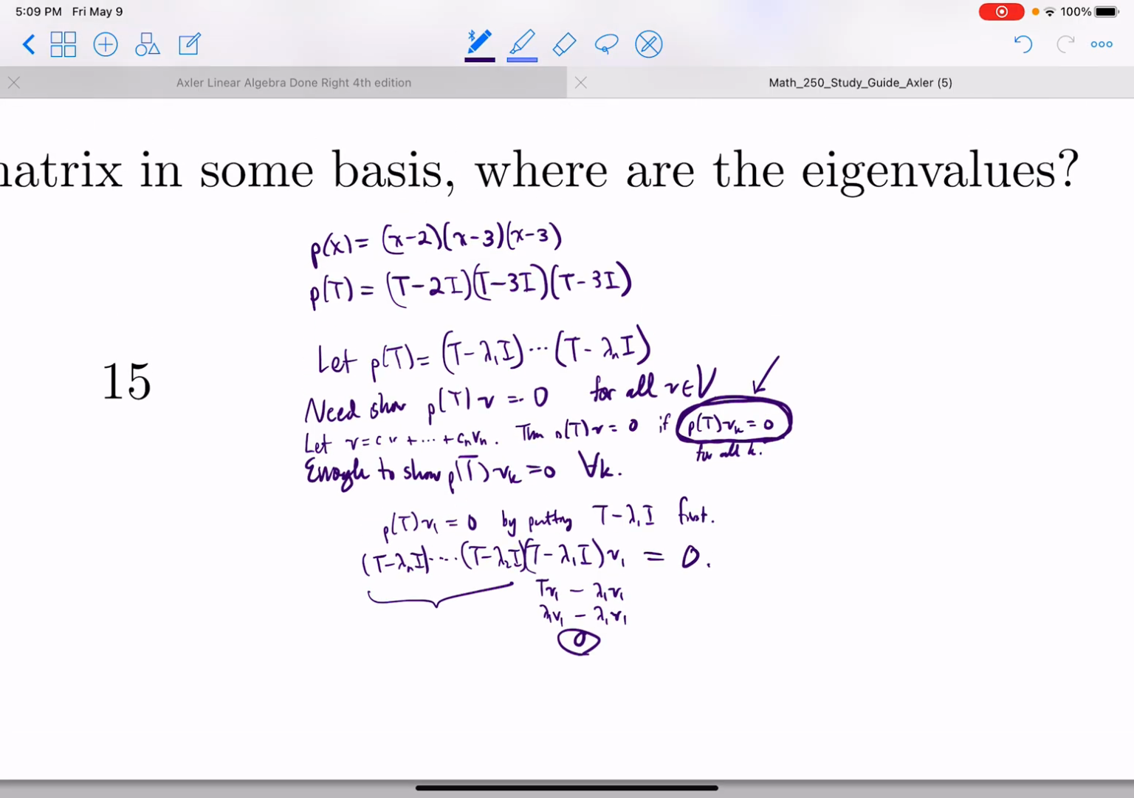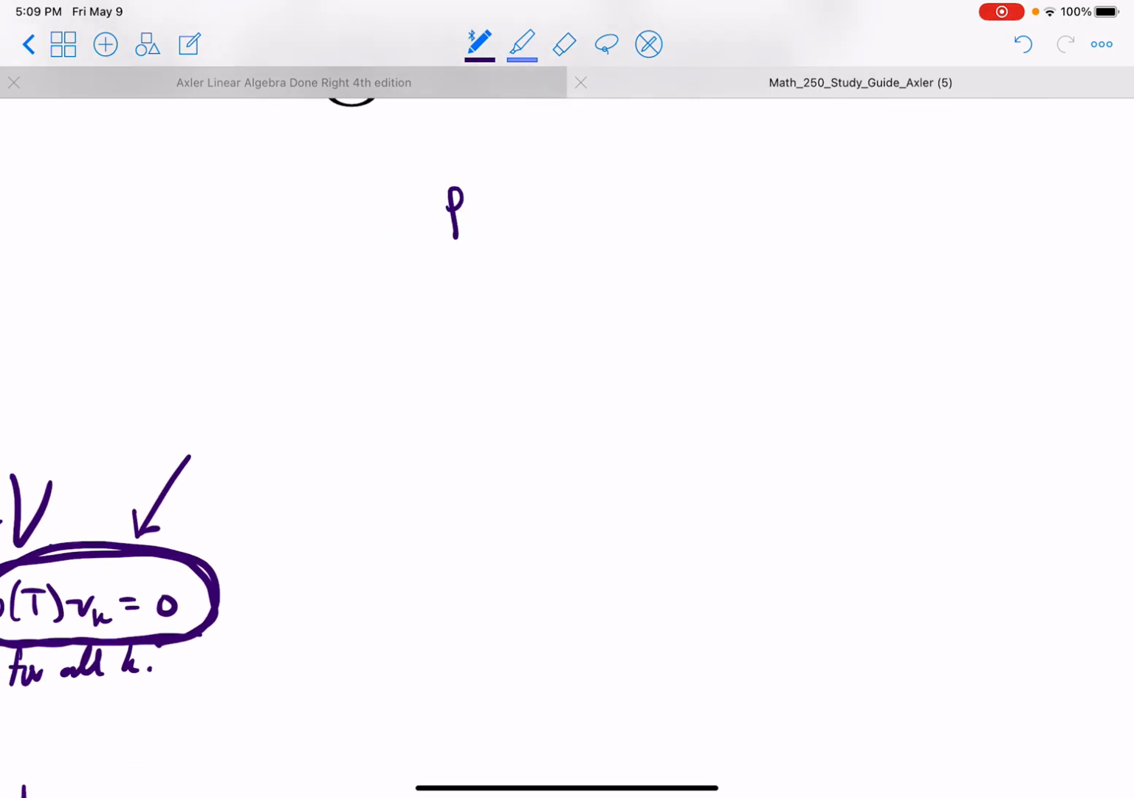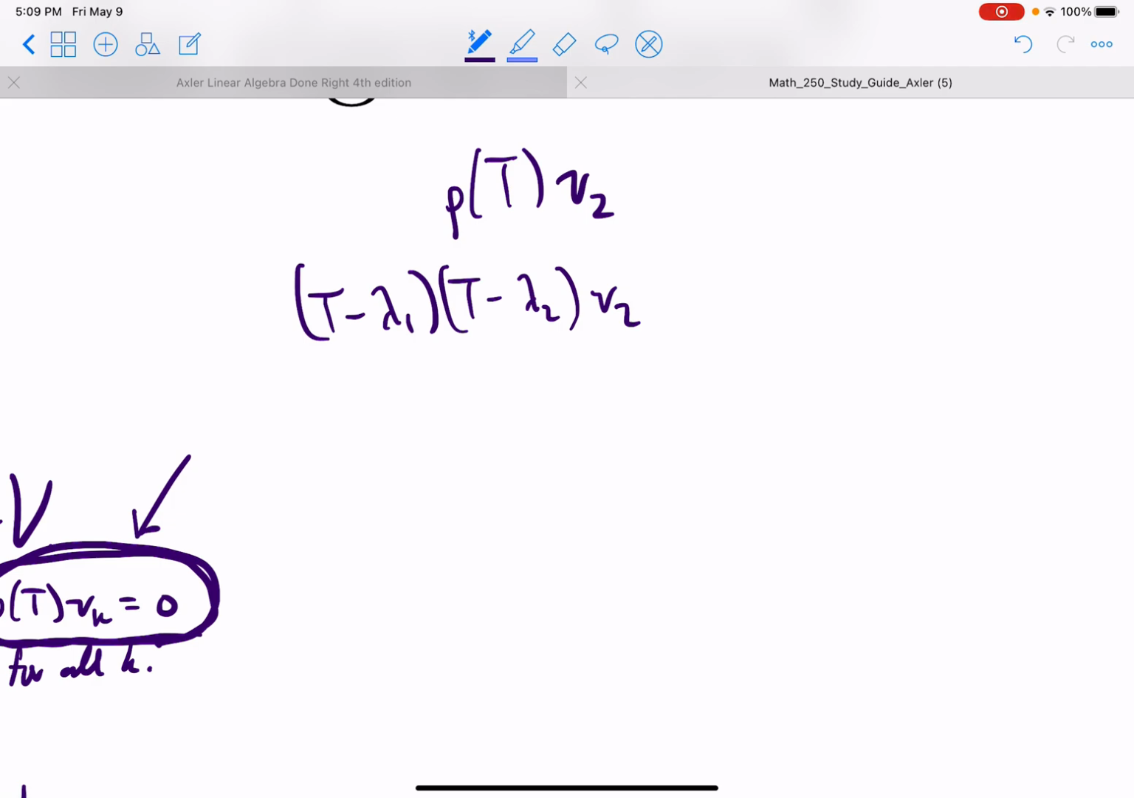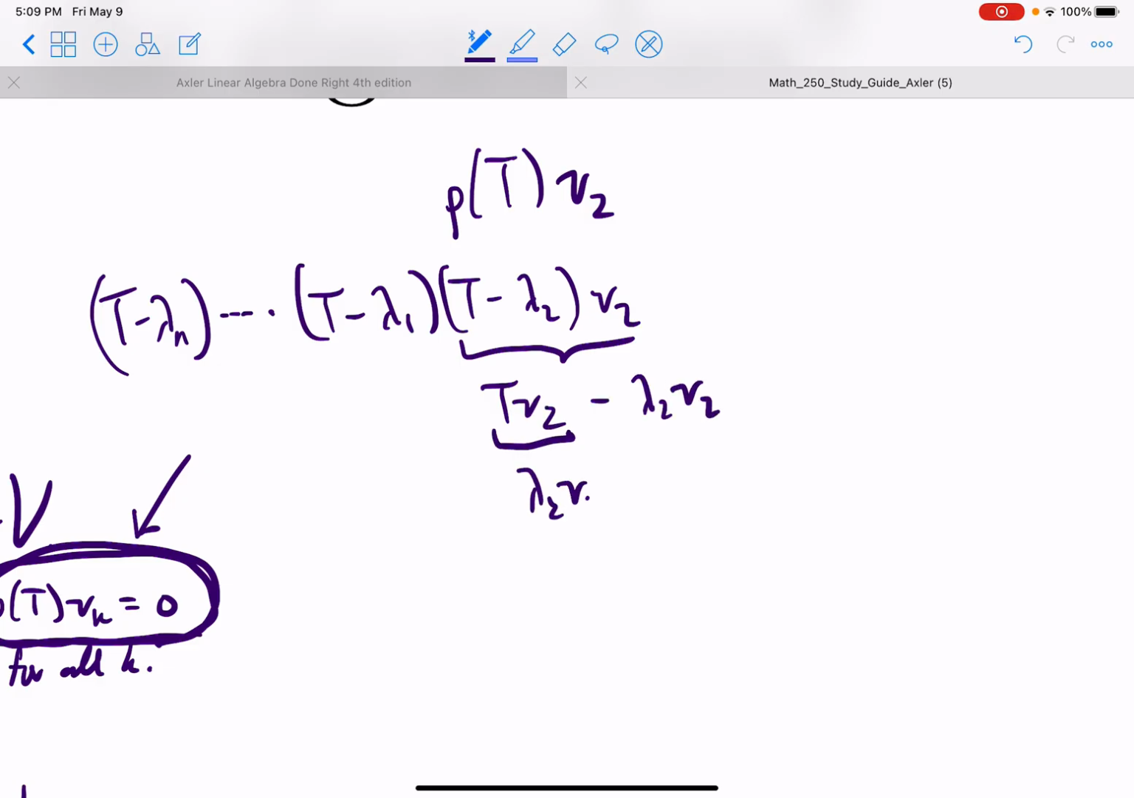Okay. Now, v2 is a little trickier. So let's do P of T on v2. And this time what we're going to do is put T minus lambda 2 (I'm going to stop writing the I's) on v2 first, and then we're going to do lambda 1 after that, and then we'll do all the rest. And these won't matter because we're already going to get 0 here. Now why? Well, here we're going to get T v2 minus lambda 2 v2. And this T v2 is not lambda 2 v2, so be careful. It's a little bit more complicated.